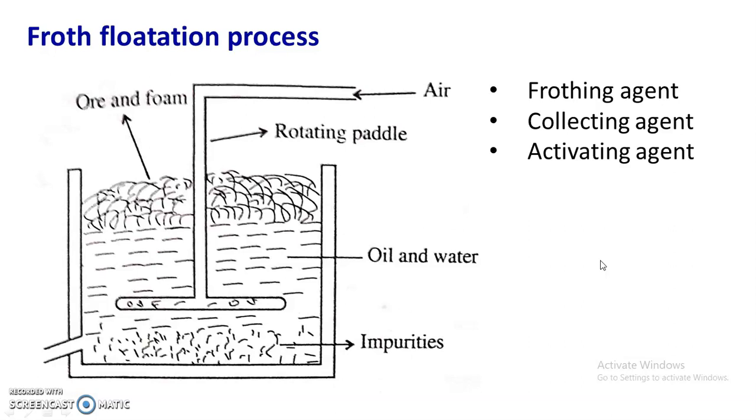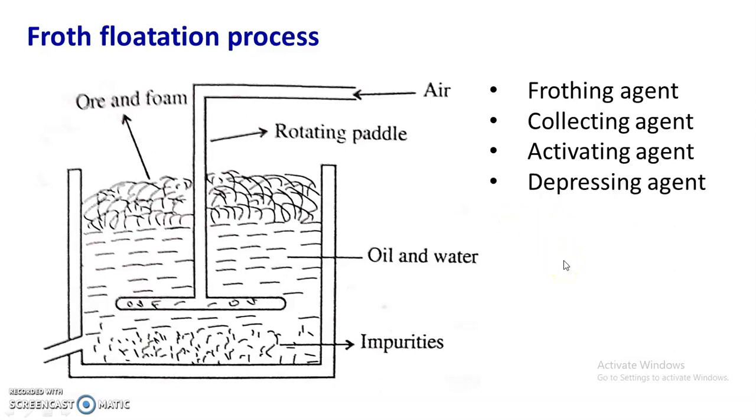And the important activating agents are lead nitrate, which is used for stibnite, that is antimony sulfide ore. Then sodium sulfide is used for copper ore, that is malachite. And copper sulfate is used as an activating agent for zinc blende. So this is about the activating agent. It makes the mineral or ore get wetted easily by means of the collecting agent, so it increases the function of the collecting agent.